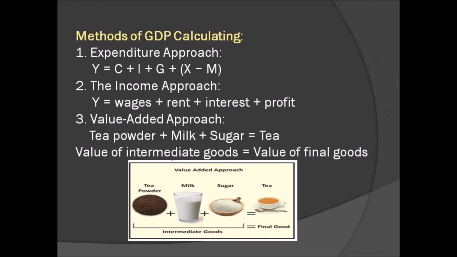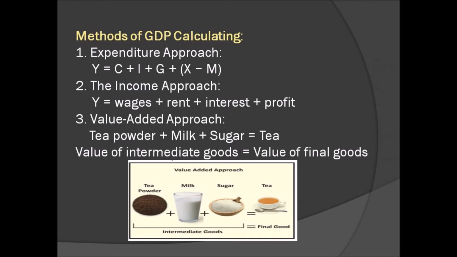Income approach. This method looks at GDP from the perspective of earnings of the men and women who are involved in producing the goods and services. The income approach to measuring GDP is Y equal to wages plus rent plus interest plus profit. That is, in the income approach, it adds the factor incomes to the factors of production. And the third one is the value added approach.